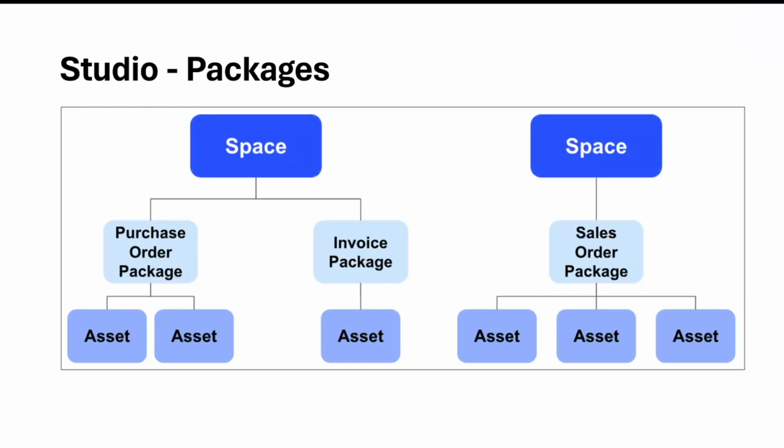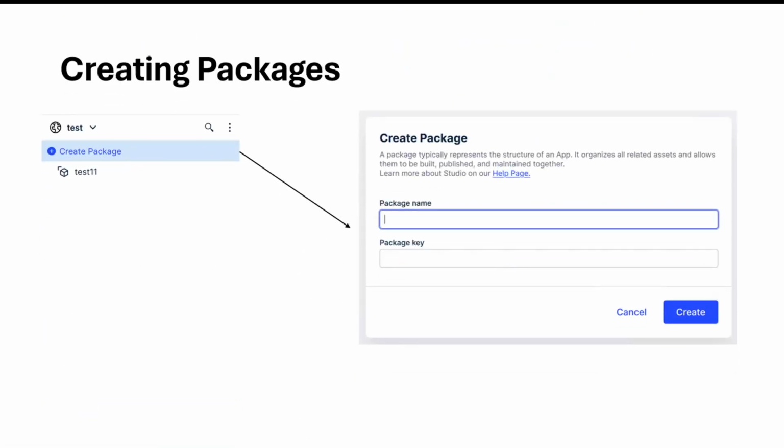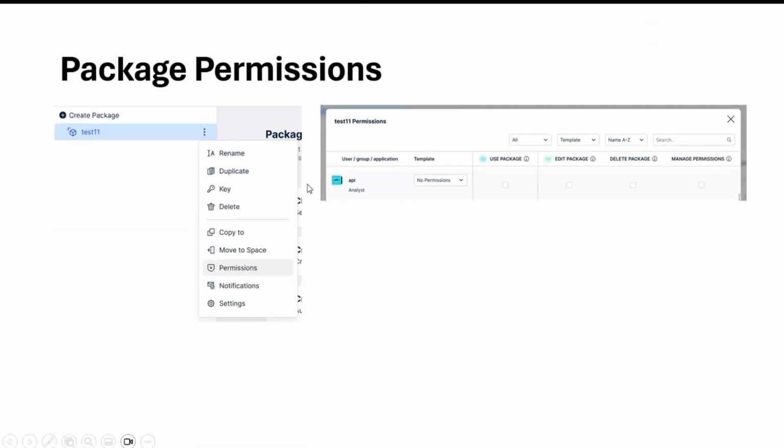This is what I spoke about before, creating a separate package for each business process, like a purchase order package, invoice package, sales order package, etc. To create a package, you create a package here within a space and give it a name. And within that also, if you click these three dots, you can give permission similar to a space. You can duplicate it also, you can delete it, you can rename it, you can copy it to a different space, etc.